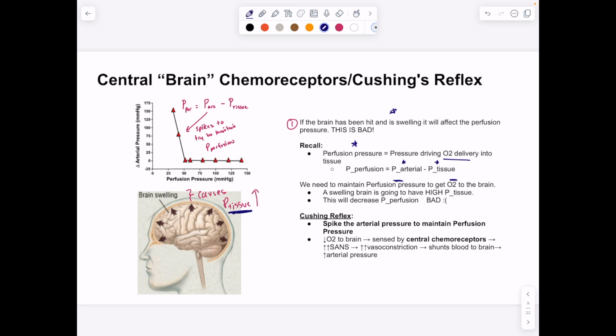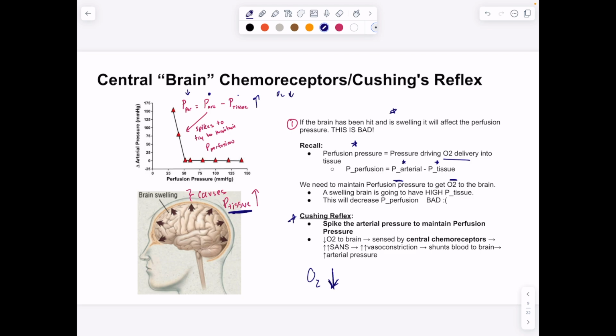Basically, what's going to happen in Cushing's reflex is that the chemoreceptors are going to see that the O2 in the blood has gone down, as a result of the tissue pressure. The tissue pressure has gone up initially with no initial change in the arterial pressure. So if P tissue goes up initially and the arterial pressure hasn't changed yet, then perfusion pressure is going to go down, and then O2 will go down.